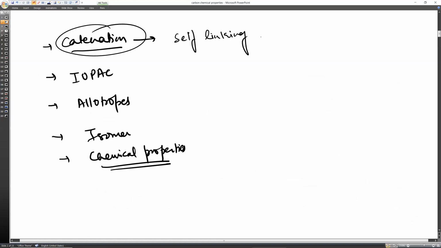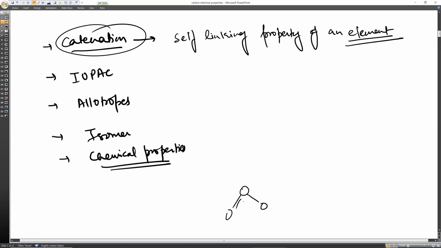Self-linking property of an element. It is not only carbon that shows the self-linking property. It is also shown by other elements, like oxygen in ozone, which can link with 3 atoms, like sulfur S8, where 8 sulfur atoms can combine together, like in Cl2, where chlorine atoms can combine together.